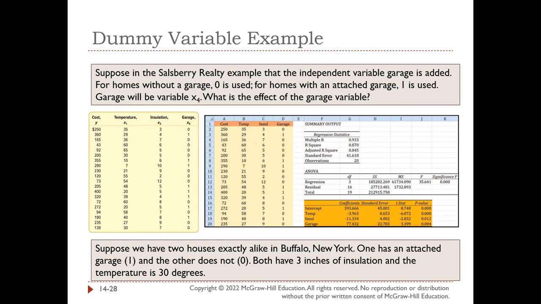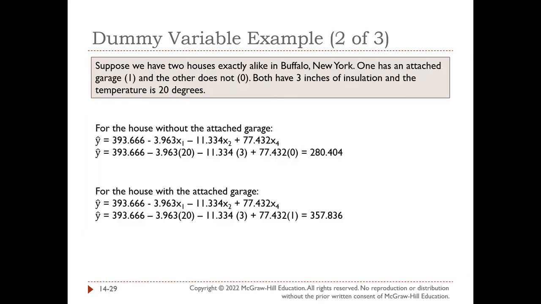So again, it puts all the information in. We calculate, and we suppose we have 2 houses exactly alike in Buffalo, New York. One has an attached garage and the other does not. Both have 3 inches of insulation and the temperature is 30 degrees. They're going to do all the calculations. Should the garage variable be included? That's what we want to figure out.